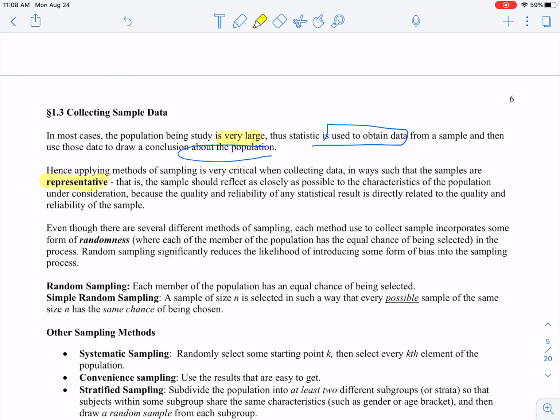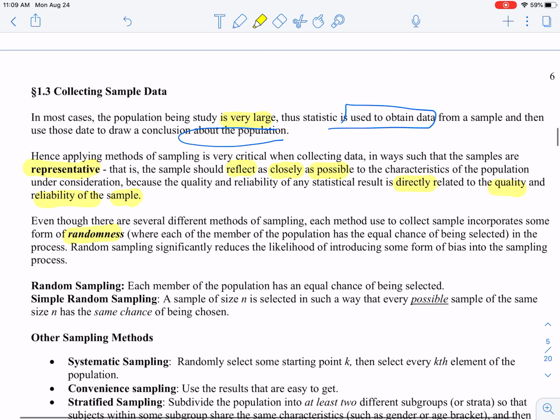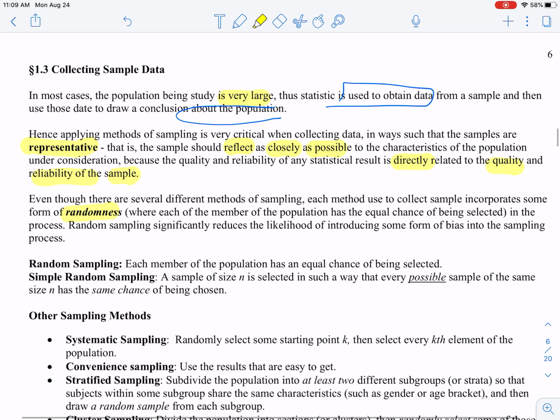That's really important. The word representative means the sample should reflect as closely as possible the characteristics of the population under consideration, because the quality and reliability of any statistical result is directly related to the quality and reliability of the sample. Even though there are several different methods of sampling, each method incorporates some sort of randomness. This is how we try to minimize bias, where each member of the population has an equal chance of being selected, so that there's no bias there.